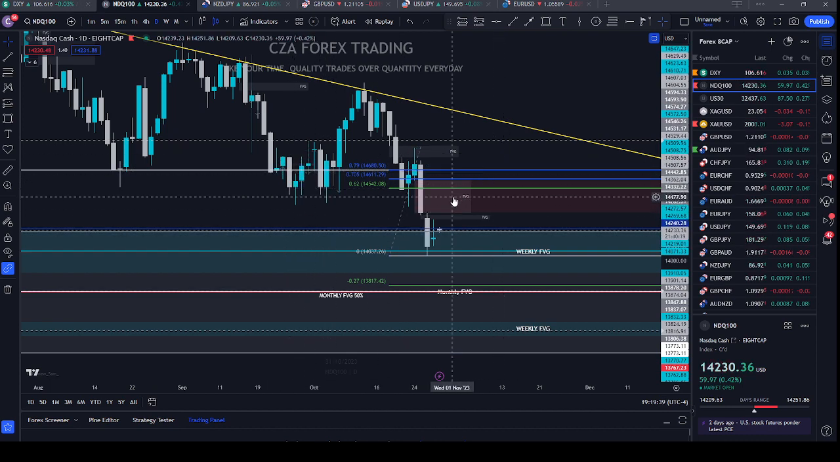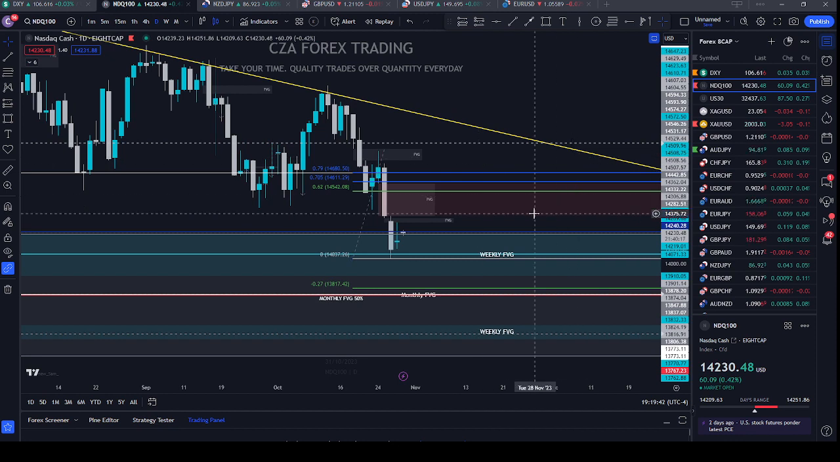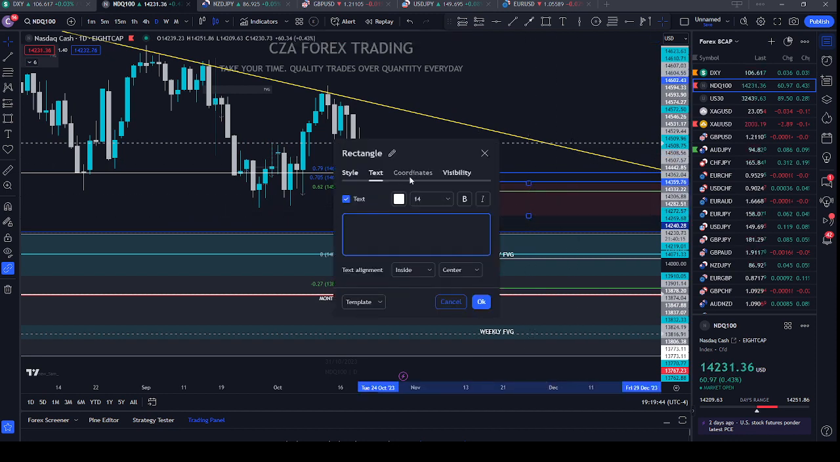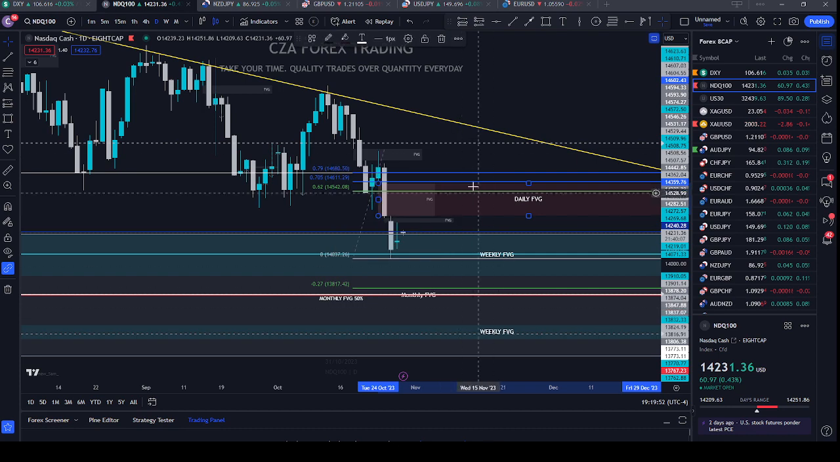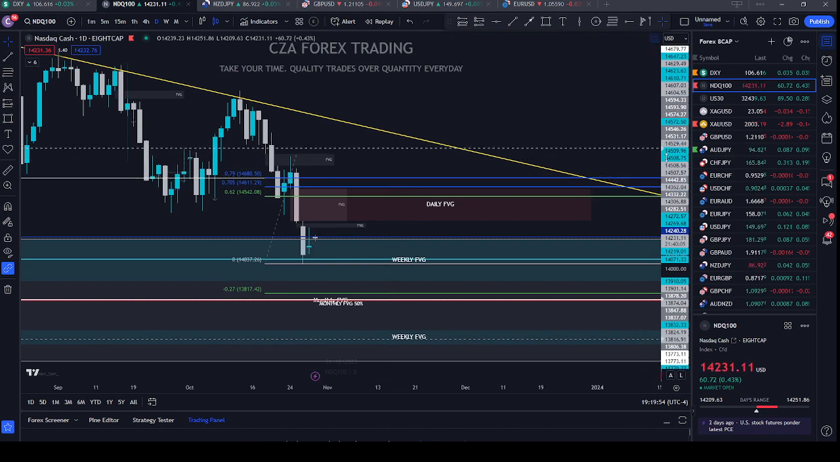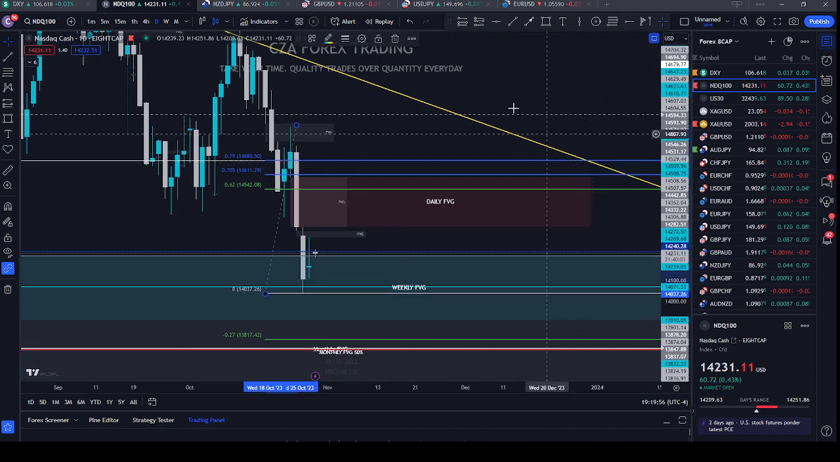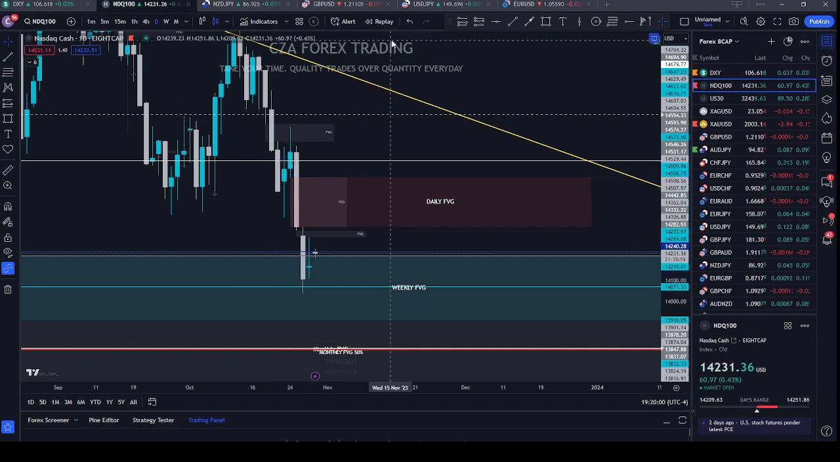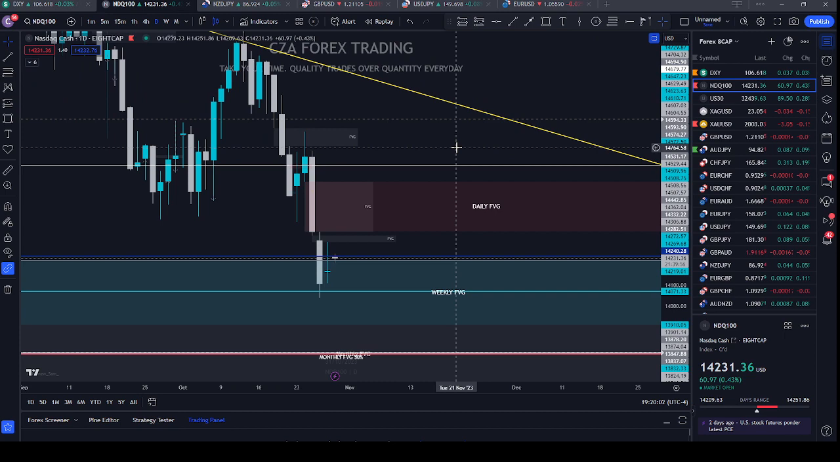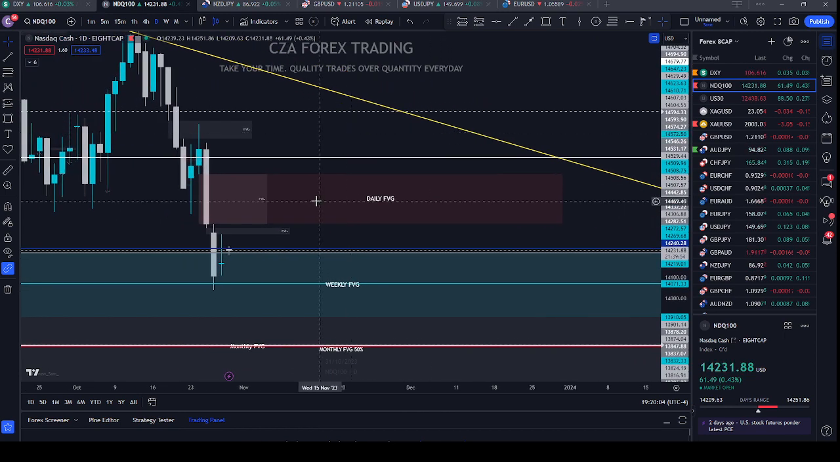Let's see. And let's identify this fair value gap, right? So we're going to call it daily fair value gap. We're also going to identify the 50% line. Apologies if this gets a little messy. This fib is already done. We identified that we do have a confluence with the fib and the fair value gap, so it looks pretty good. I'll remove that for now so it's not as cluttered on the charts.